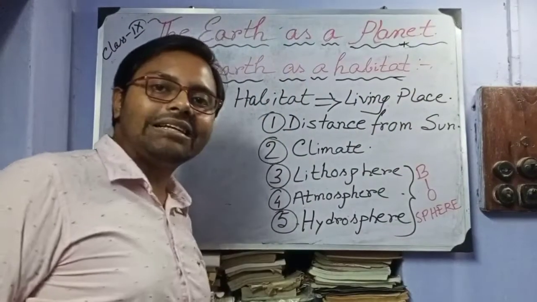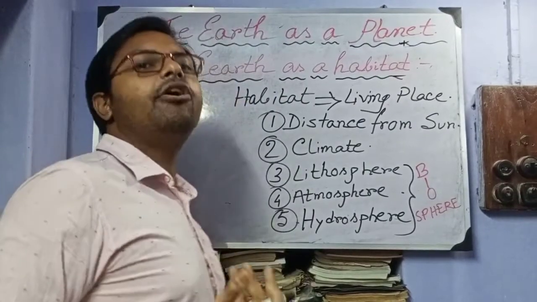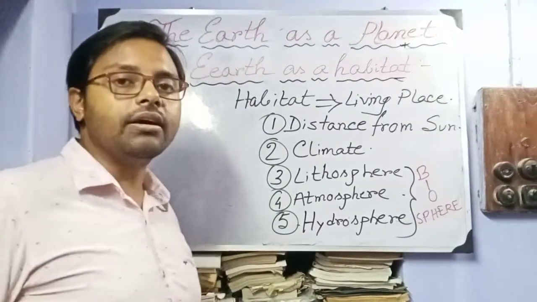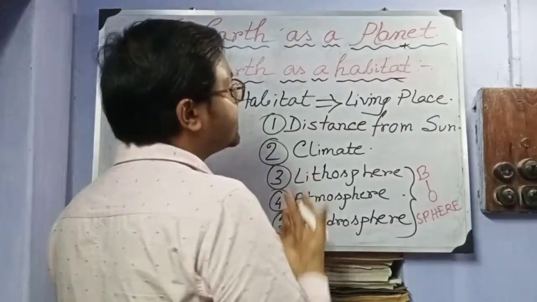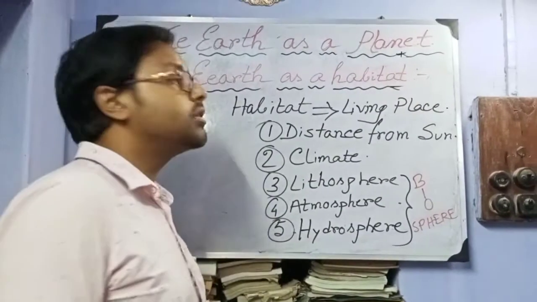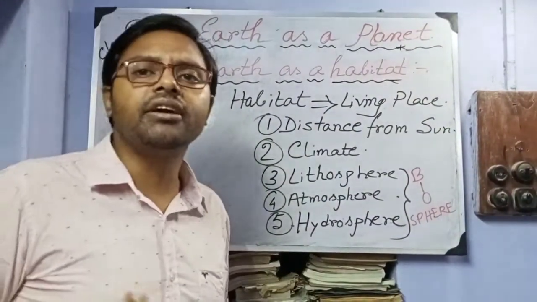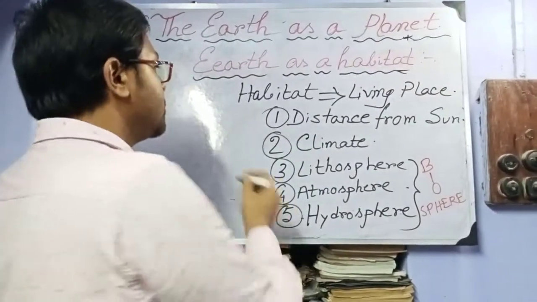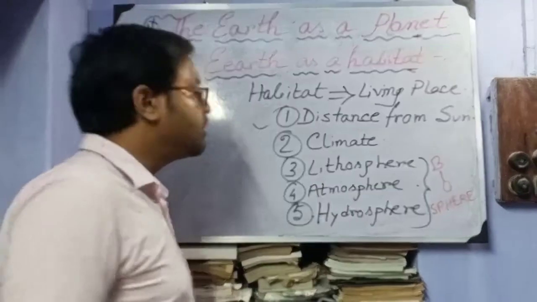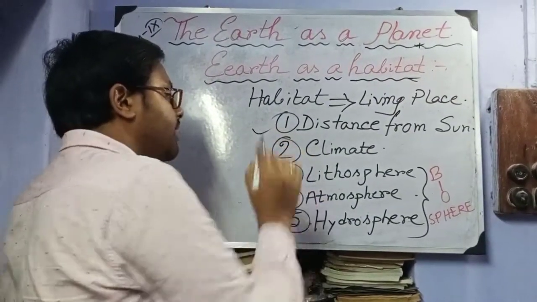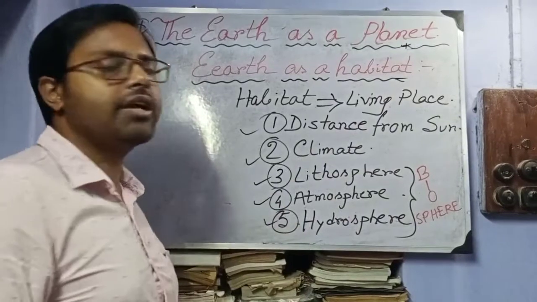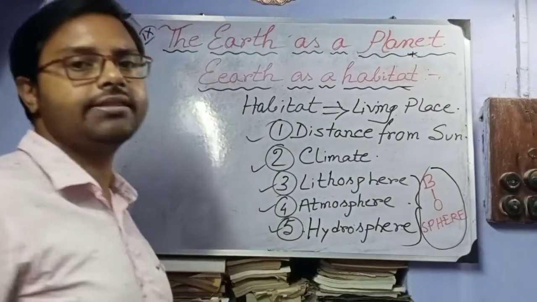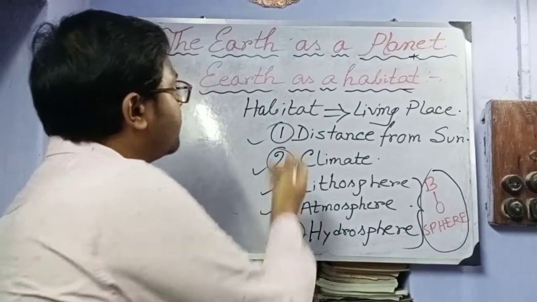The earth has created itself eligible for living organisms, plants, animals, as we are living here. Why has the earth been created like this, and for what reasons can animals live here? There are basically 5 reasons behind it: distance from the sun, climate, lithosphere, atmosphere, hydrosphere. These 3 spheres comprise the biosphere, that is the sphere of living materials and living organisms. So one by one we will discuss it.